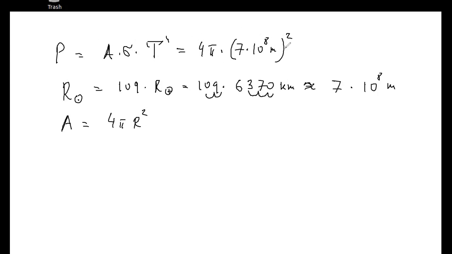Then the coefficient sigma, 5.67 times 10 to the minus 8 watt per meter squared per Kelvin to the power 4. This is the Stefan Boltzmann constant, and finally, you have the surface temperature of 6,000 Kelvin, but you put it to the power 4.